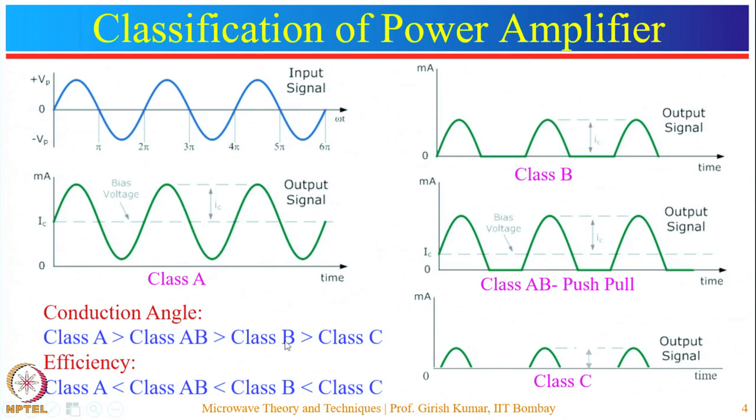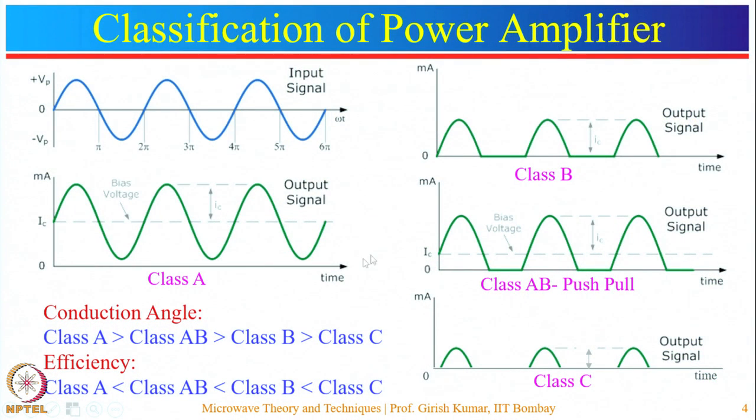Next, we will talk about the various classes of power amplifiers. Power amplifiers are broadly classified into three categories depending upon for how much portion the output current will flow with respect to the input current or input signal. So, the classes of the amplifier are class A, class B and class C.